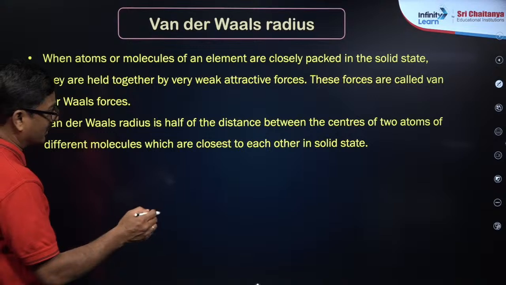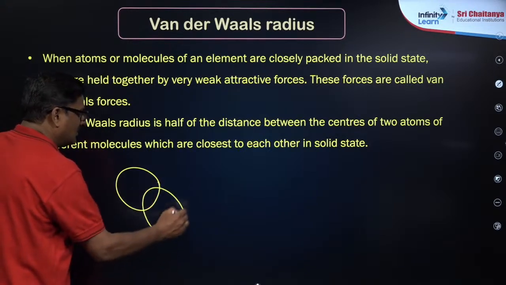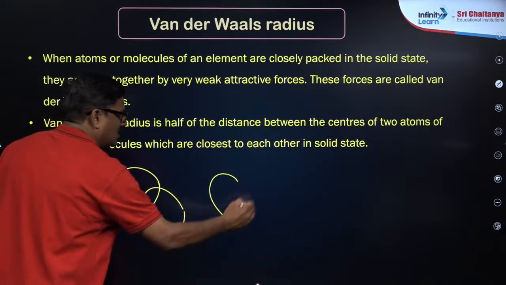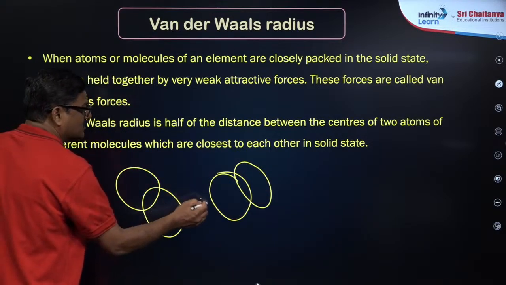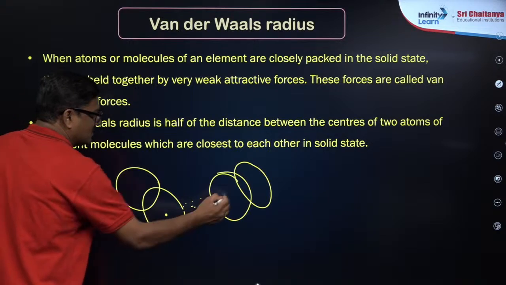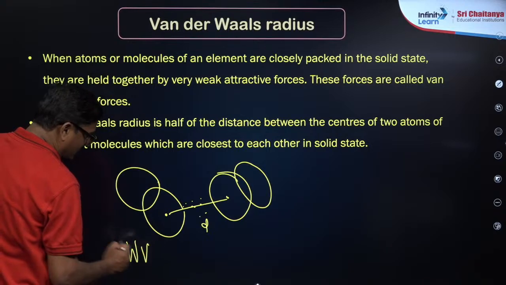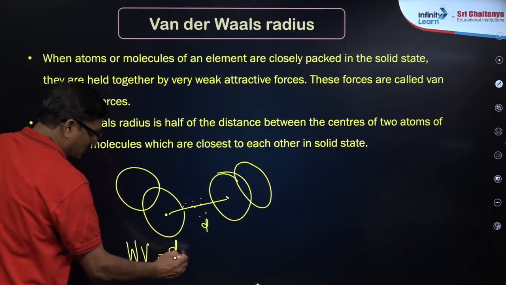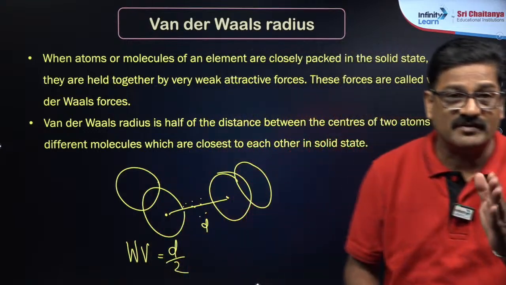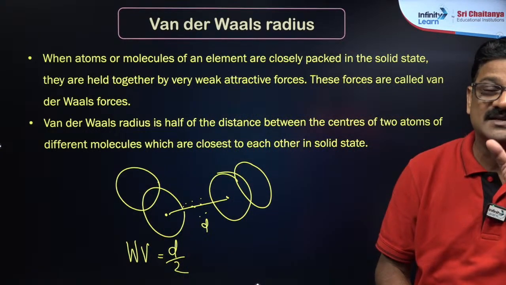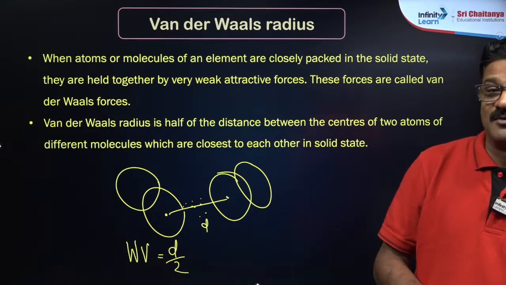So the van der Waal radius is, look at this, this is a molecule and this is another molecule. दोनों का बीच में van der Waal forces होगा and the distance between these two is called d. So van der Waal radius is equal to d by 2. So I just want to say, my dear students, the distance between two molecules is van der Waal distance and उसमें आधा है van der Waal radius.